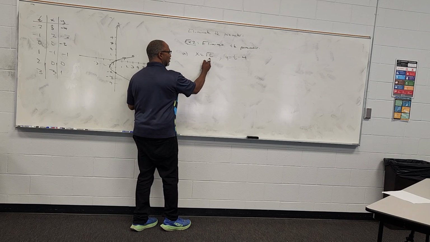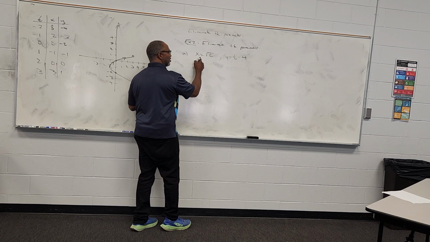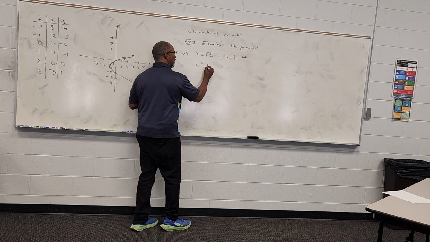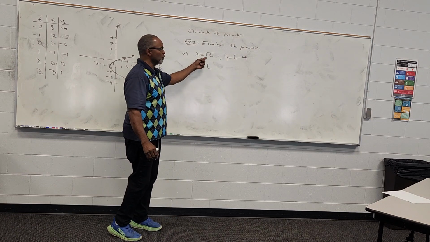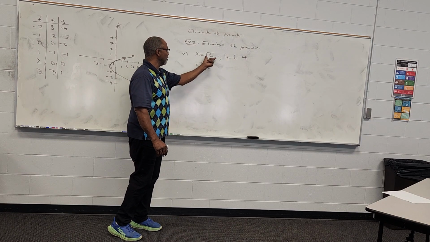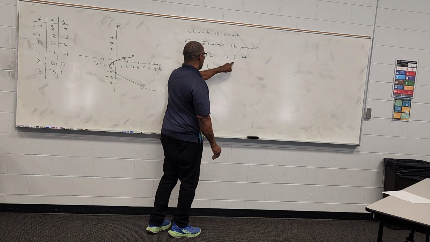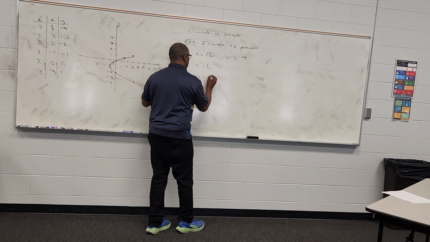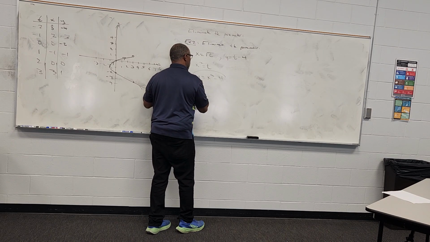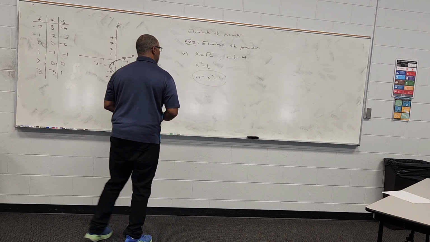Well, if x is the square root of t, if I square both sides of this, x squared would be t. Square the square root of t, you get t. So in place of t in y, I can write x squared. So y would be x squared minus 4.